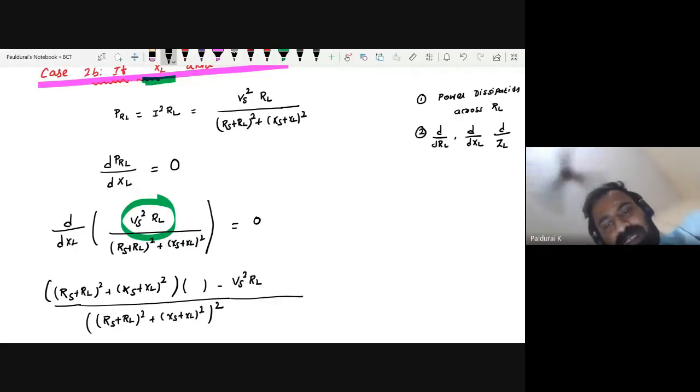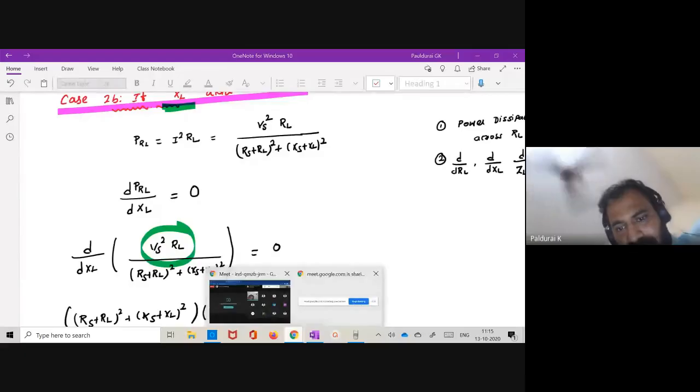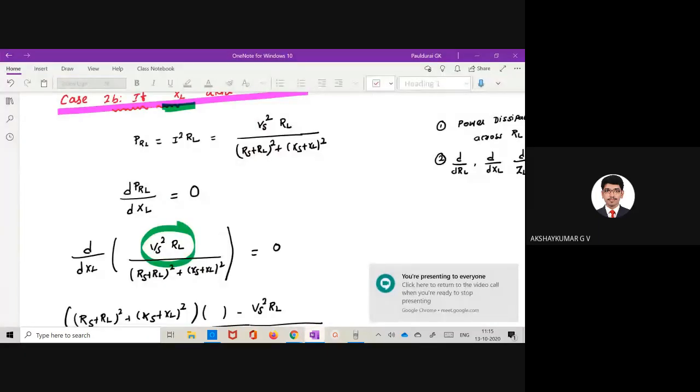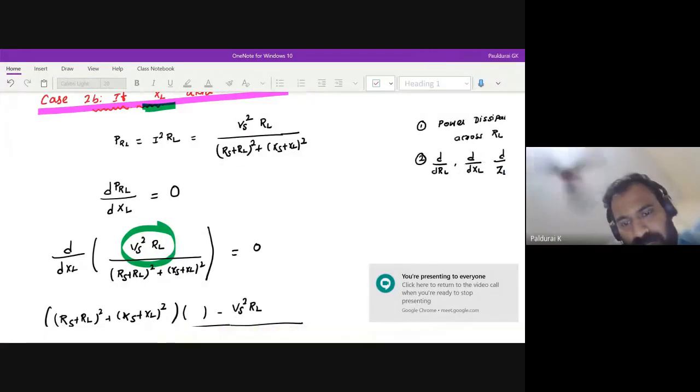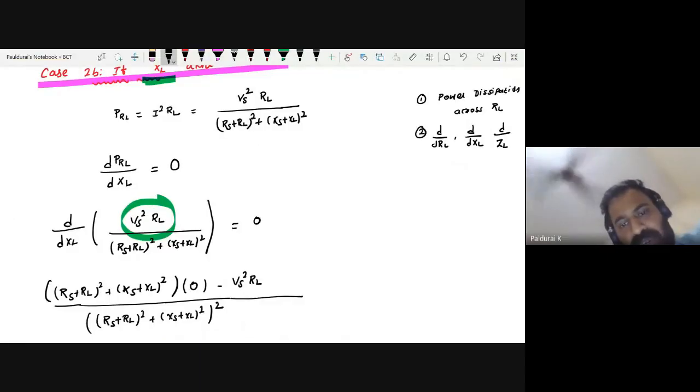Guys, are you with me? Differentiation of Vs squared RL with respect to XL. What's the value? Yes, sir. Differentiation of Vs squared RL with respect to XL is 0. Then you want to keep Vs squared RL as it is.